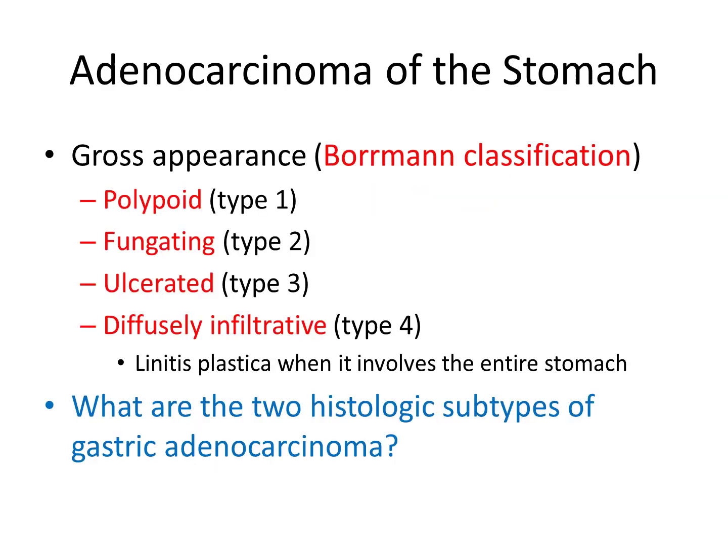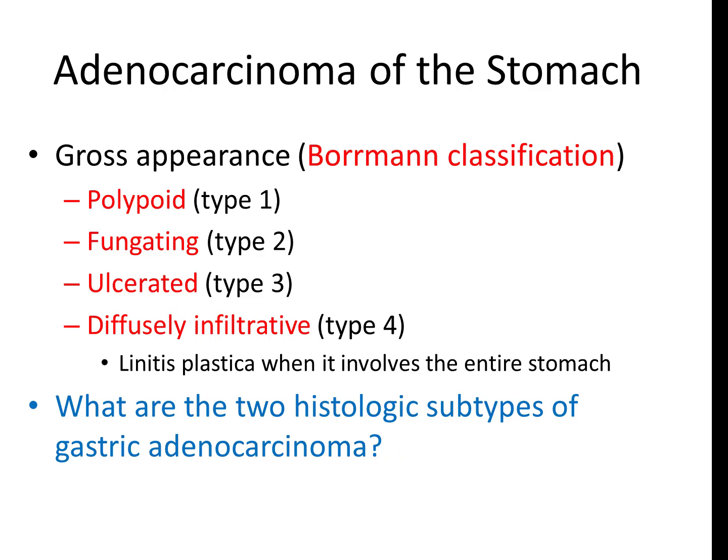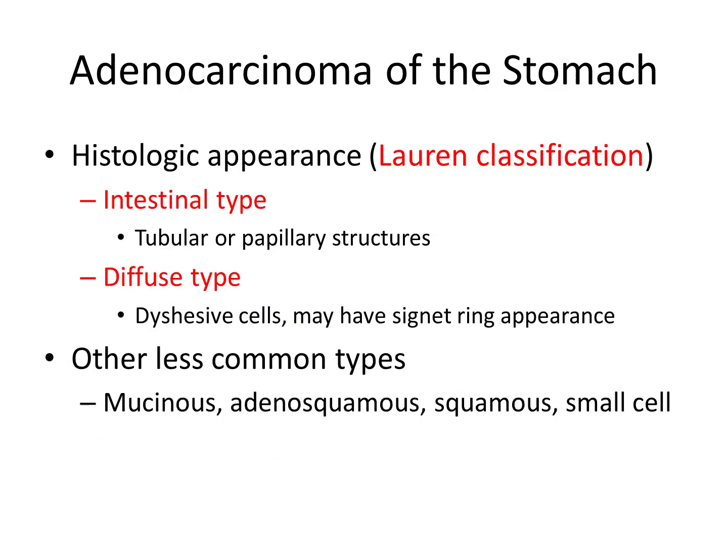Grossly, the tumors may be polypoid, fungating, ulcerated, or diffusely infiltrative. Tumors that permeate the entire gastric wall are often referred to as linitis plastica. Consider this question: what are the 2 histologic subtypes of gastric adenocarcinoma? Using the Lauren classification system, the tumors may be of the intestinal type or the diffuse type. The intestinal type forms tubular or papillary structures, while the diffuse type is composed of discohesive cells and may have a signet ring cell appearance.